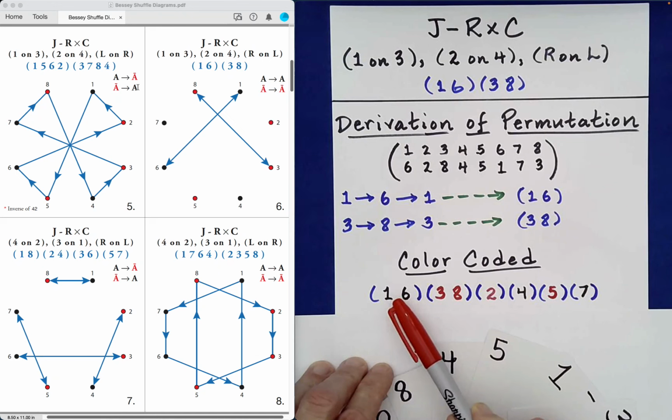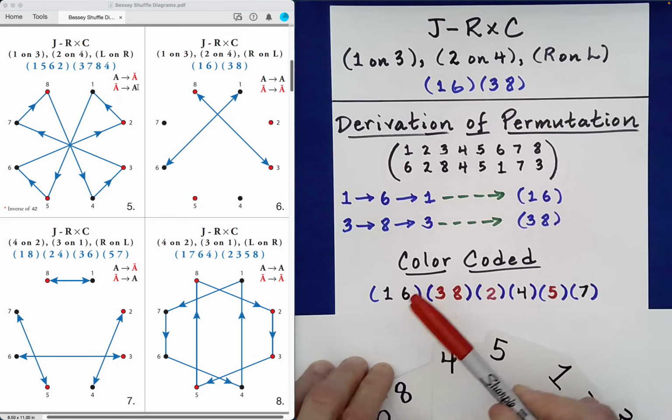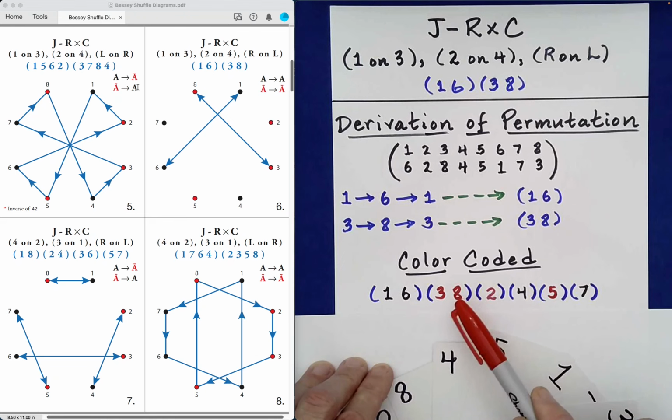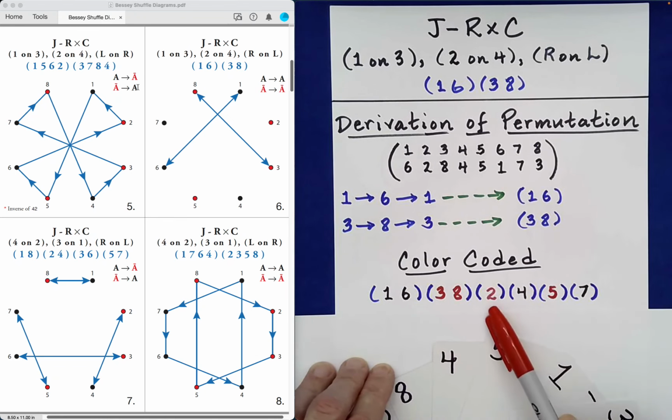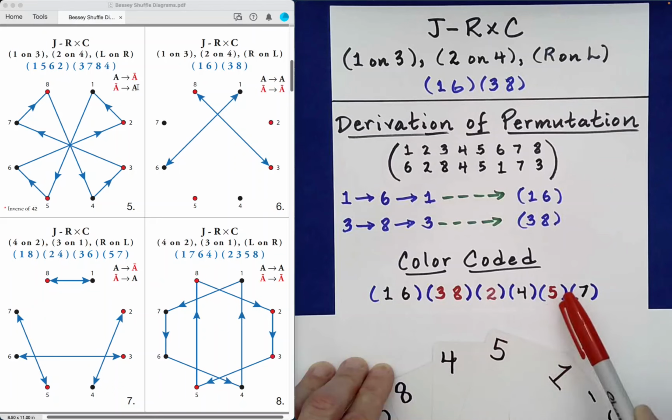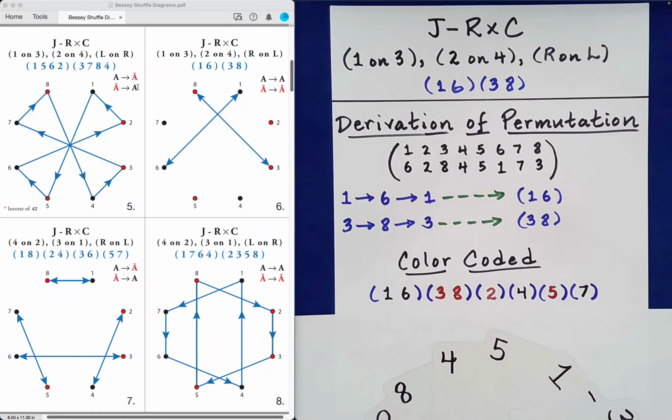Remember, 1, 4, 6, 7 are black, 2, 3, 5, 8 are red. So we will not have, quote, inversion this time. So black 1 goes to black 6, and then black 6 goes to black 1. Red 3 goes to red 8, and then that gets sent to red 3 again. Now, red 2 stays where it is. It gets sent to itself. Black 4 gets sent to itself. Red 5 gets sent to itself, and black 7 gets sent to itself.